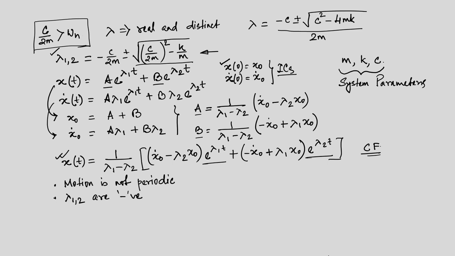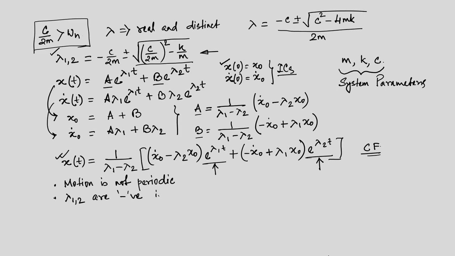Now, if lambda 1 and lambda 2 are negative, that means on the right hand side we have two exponentially decaying terms. So, that is the nature of the solution when we have an overdamped case. The solution is exponentially decaying.